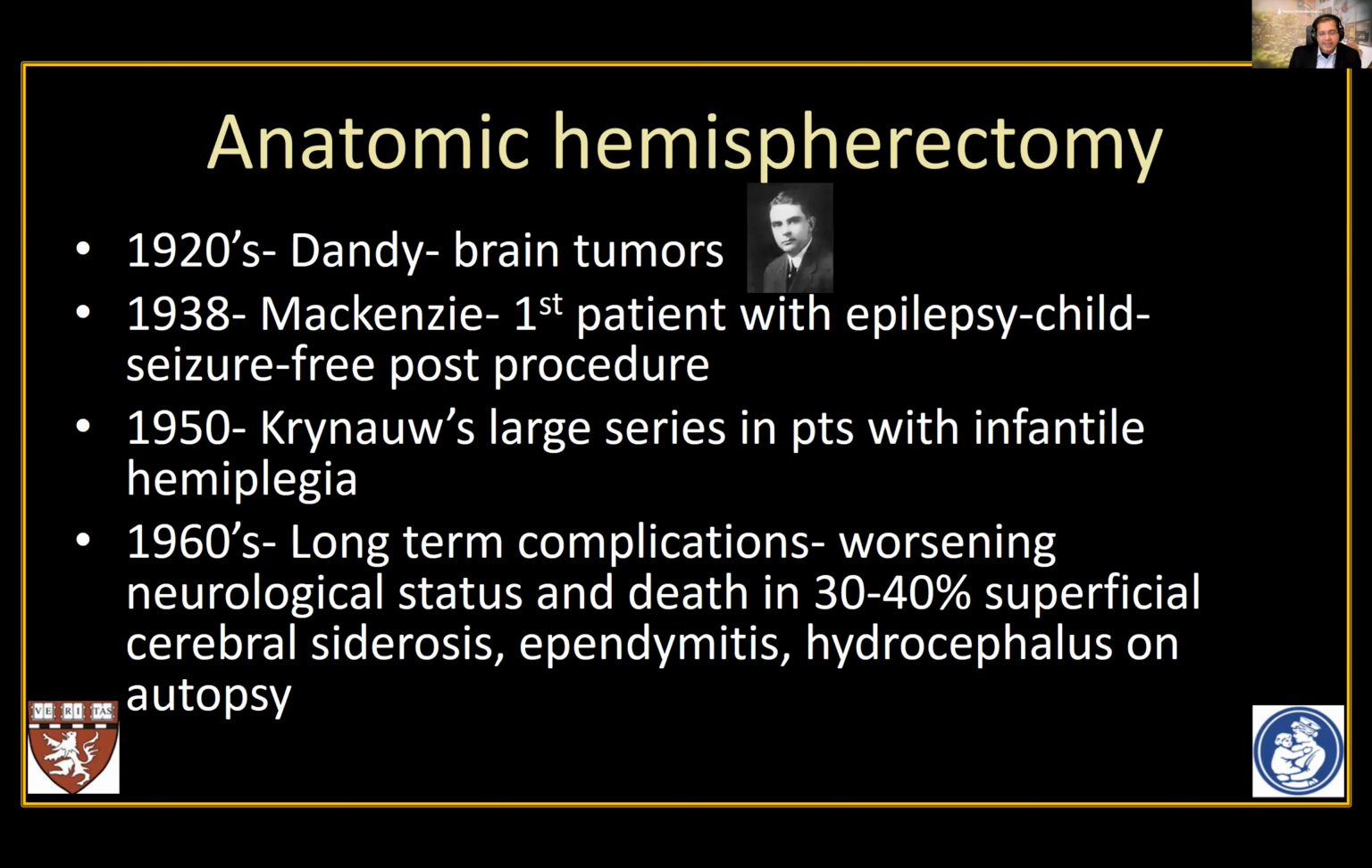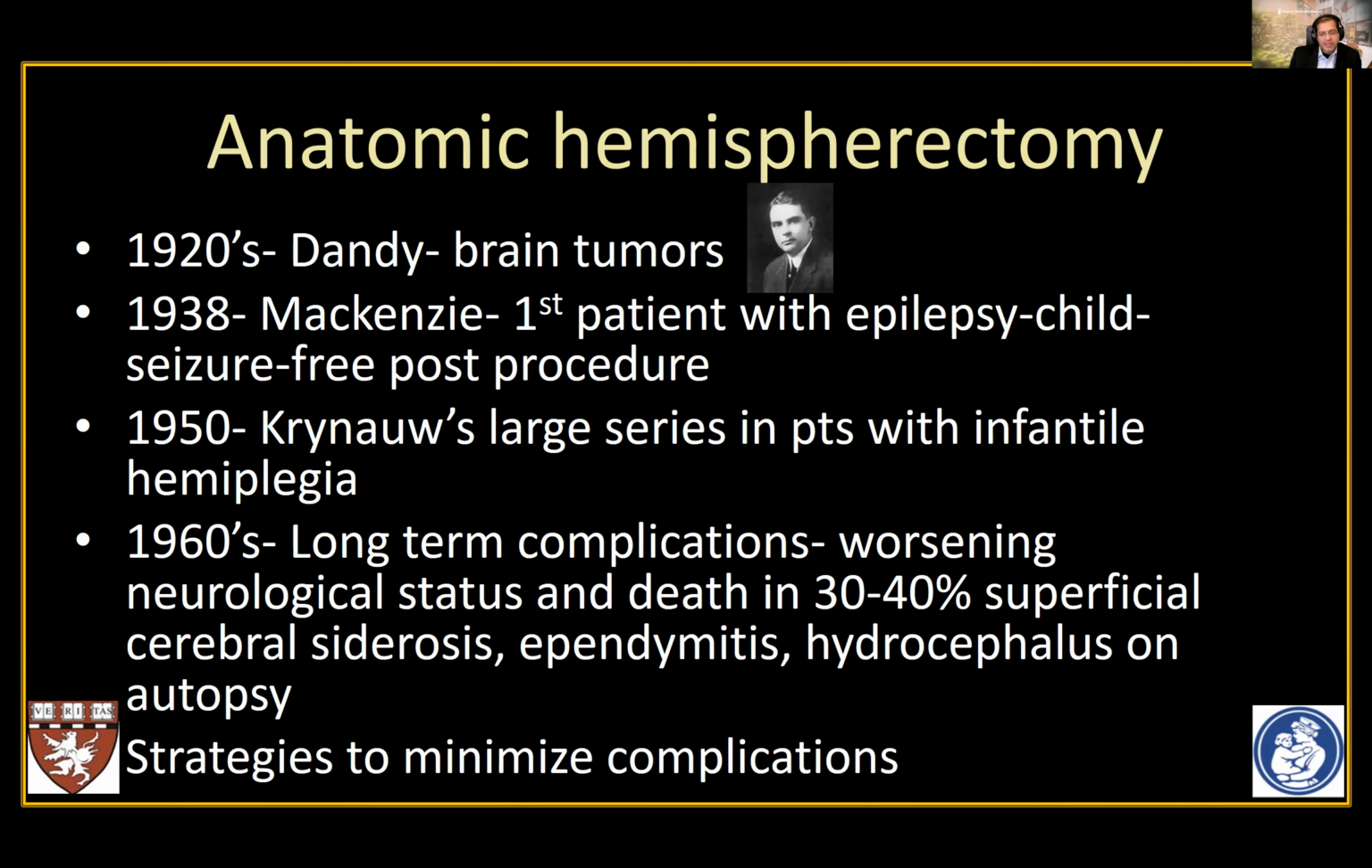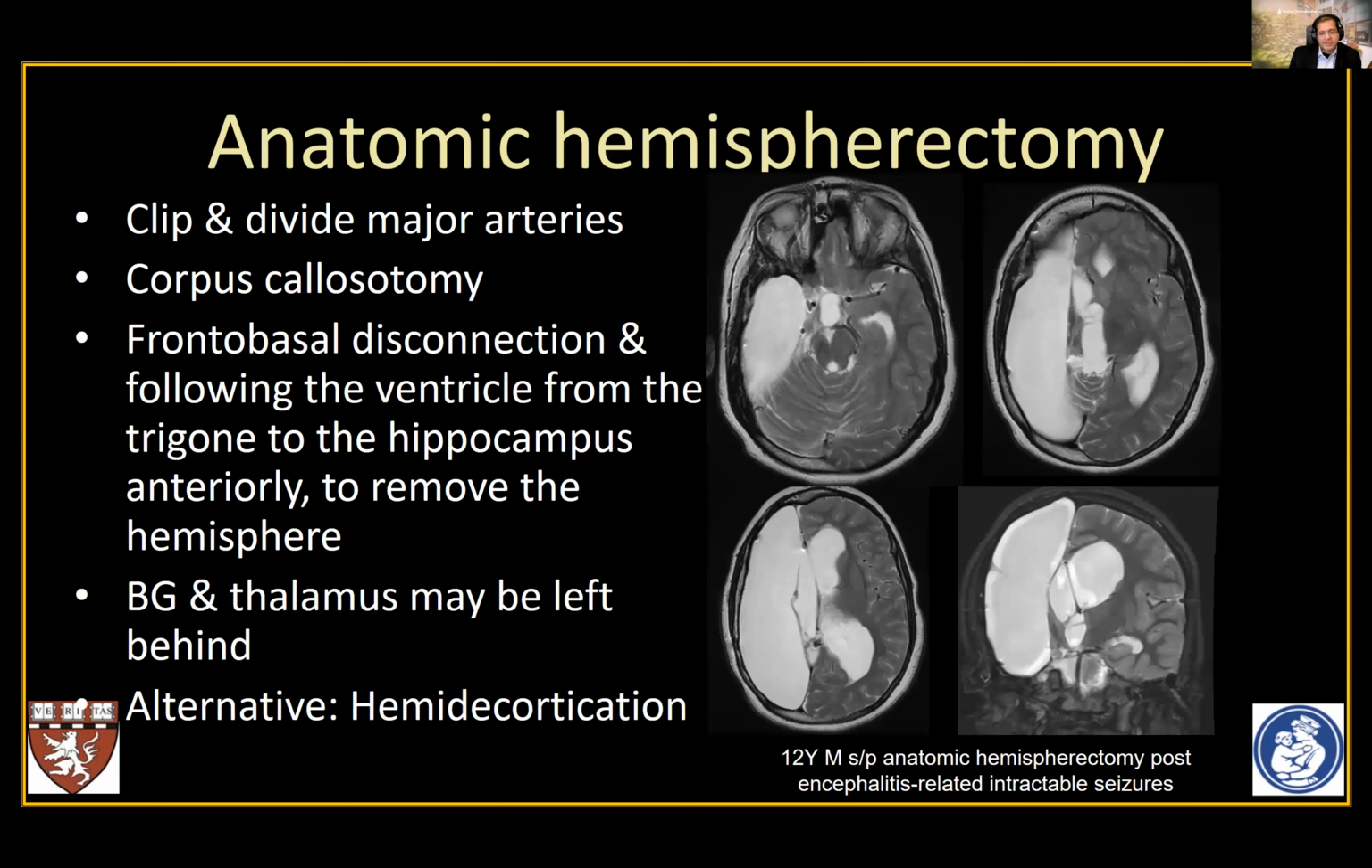But in 1960, Oppenheimer and Griffith noticed that patients post-hemispherectomy developed complications of superficial cerebral hemosiderosis and hydrocephalus on autopsy, and many of them died. So surgeons came up with strategies to minimize the complications. This is how we came to the more recent modification to anatomic hemispherectomy, where the surgeon clips and divides the major arteries, then divides the callosum, does a frontal-basal disconnection, and follows the ventricle from the trigone to the hippocampus anteriorly to remove the hemisphere.